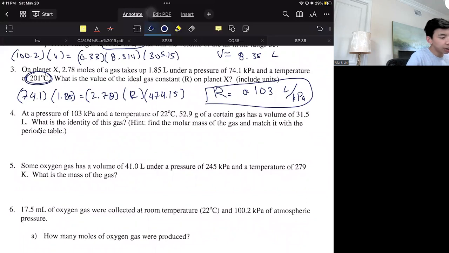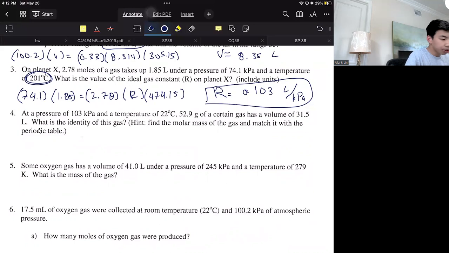All right, at a pressure of 103 kilopascals and a temperature of 22 degrees Celsius, 52.9 grams of a certain gas has a volume of 31.5 liters. What is the density of this gas? Hint, find the molar mass of the gas, match it with the periodic table.